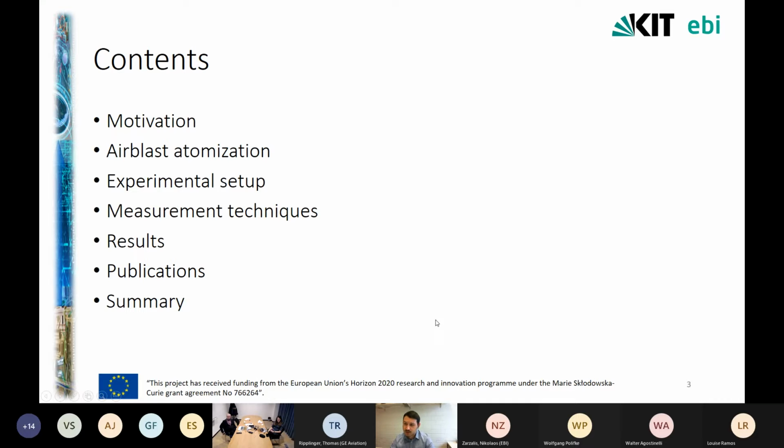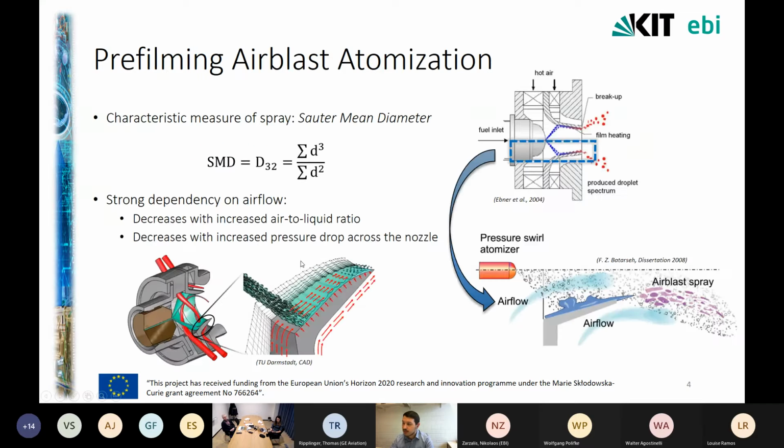So in this presentation, we will see a very brief theory about the air blast atomization process, the experimental setup I designed and built for these research activities, the measurement techniques that I have set up and used to carry out this work, the results, the main outcomes, and finally the publications from this work and a brief summary.